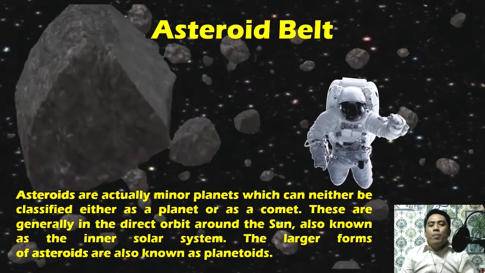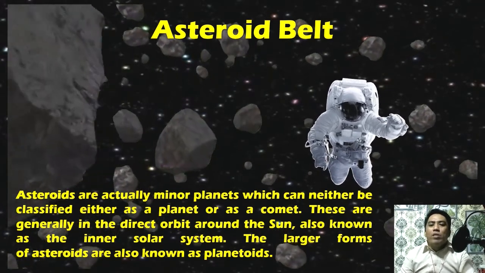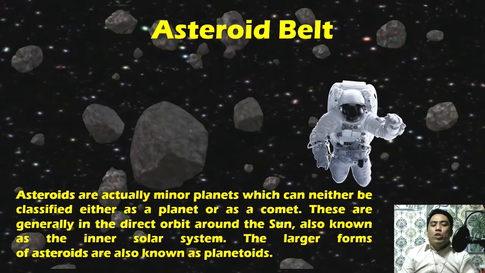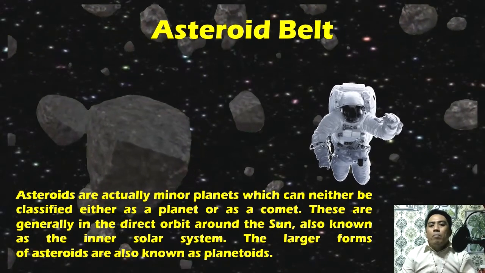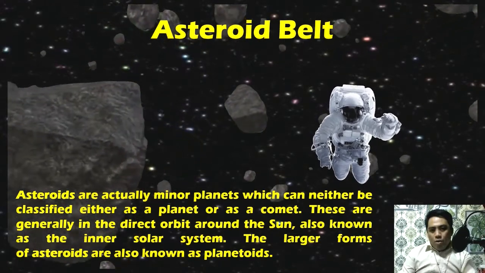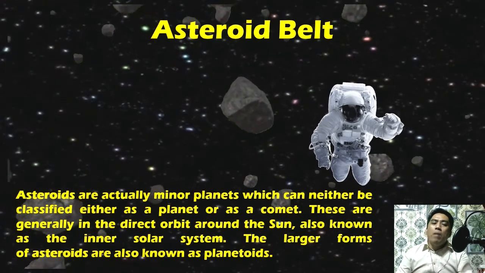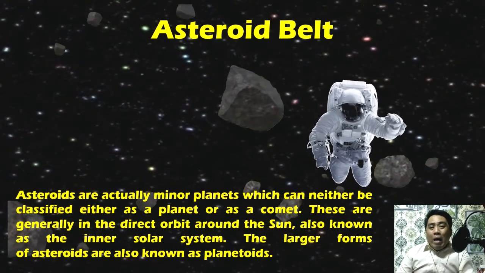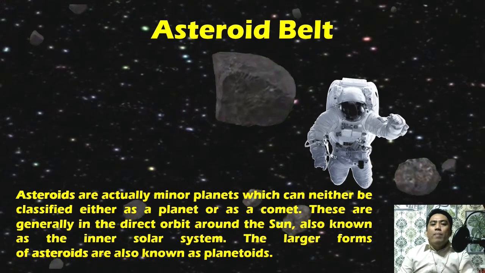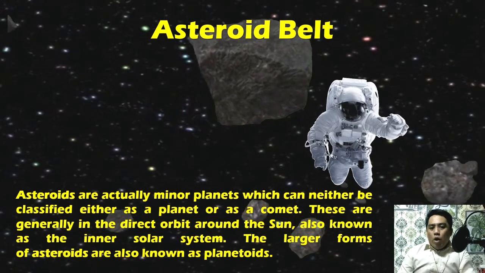At saan ito matatagpuan tong asteroid belts? So ang asteroid belts ay matatagpuan between the orbit of planet Mars and Jupiter. So yung ibang mga asteroids, malalaki, yung iba naman maliliit. So yung iba tinatawag din na planetoids.